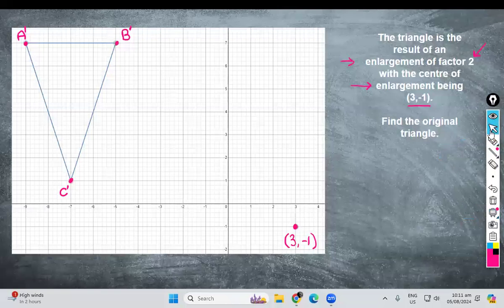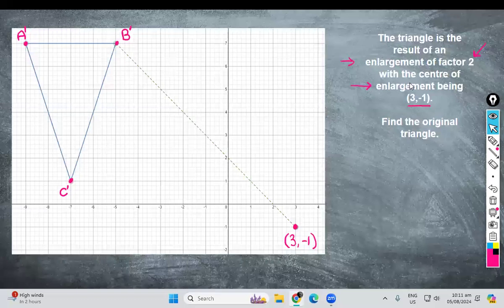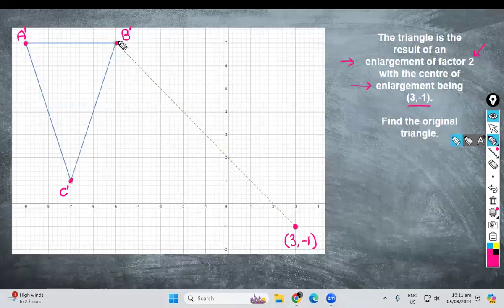So here's what we're going to do. We're going to connect each point to the center of enlargement. I took B prime and connected it to the center of enlargement. What we will need to do is measure the length of that line. And after we measure it, what number do you think we're going to divide it by? Take a guess. It's not even a trick question. If it got twice as large, we're going to divide it by 2.